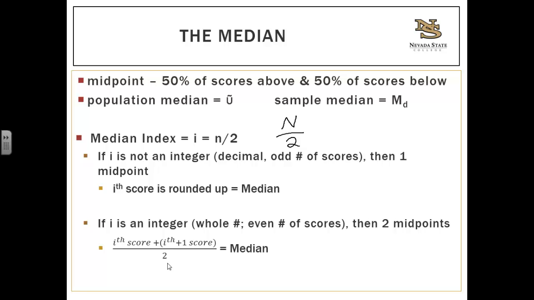Now, unlike the percentile location index, once you find I, you still have to put your values in numeric order, but you can start at the high end or the low end, and you're going to end up in the same spot. Because remember, the median is the midpoint. So you're going to find the midpoint from the high end or the low end. It doesn't matter. You're going to end up in the same place.